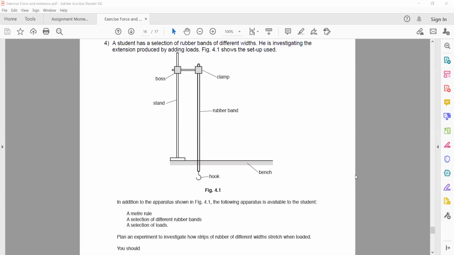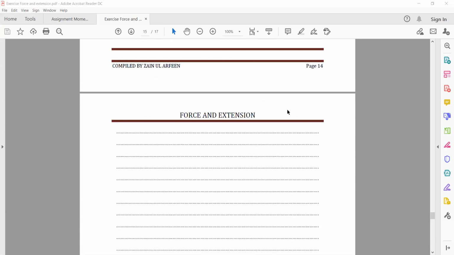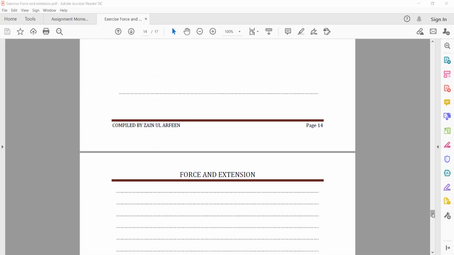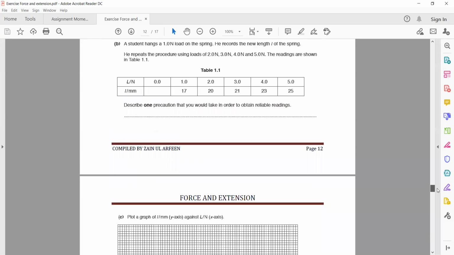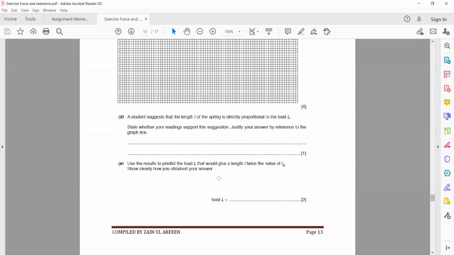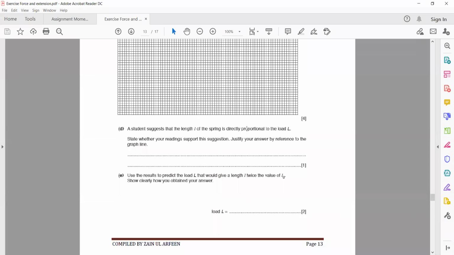Page 13. Use the result to predict the load L that would give you twice the length. So for this, you should have a graph. Just a minute, I will share the graph with you.